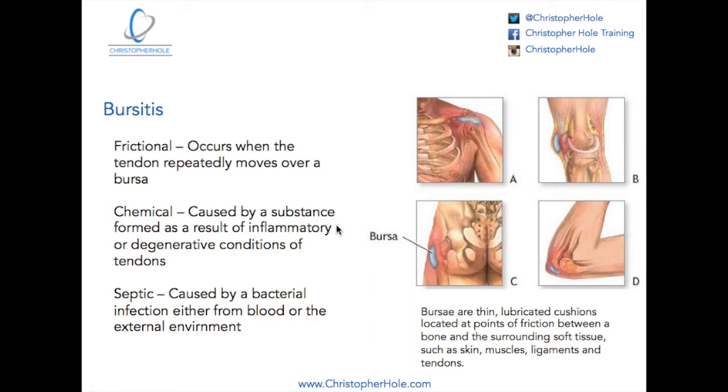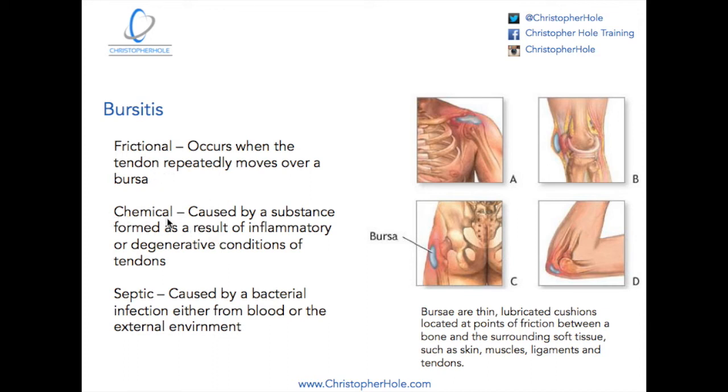Now, there's three different types of bursitis, if you will. You've got a frictional one, which occurs when the tendon repeatedly moves over a bursa. So if someone has told you that it's a frictional one or a frictional bursitis, that's why, because of the repeated movement of the tendon over a bursa.